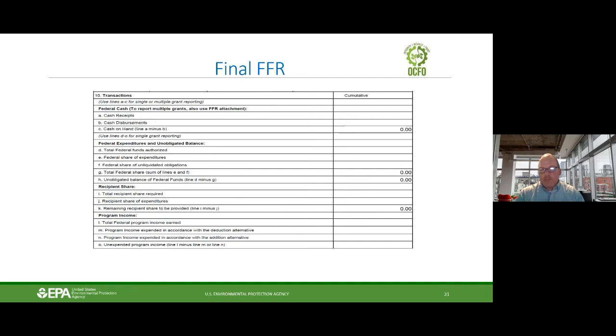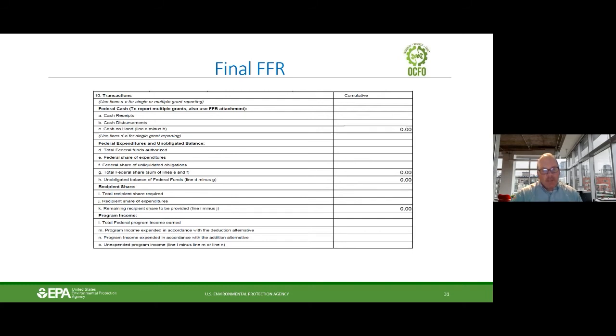Okay. So recipients do get tripped up in this section, and they think, well, I only have to cost share 20% of whatever I spent on the federal side, but that's not true. It's based on the total amount of the award. So it ends up being a different number than that. So this is where you're going to report your recipient share.